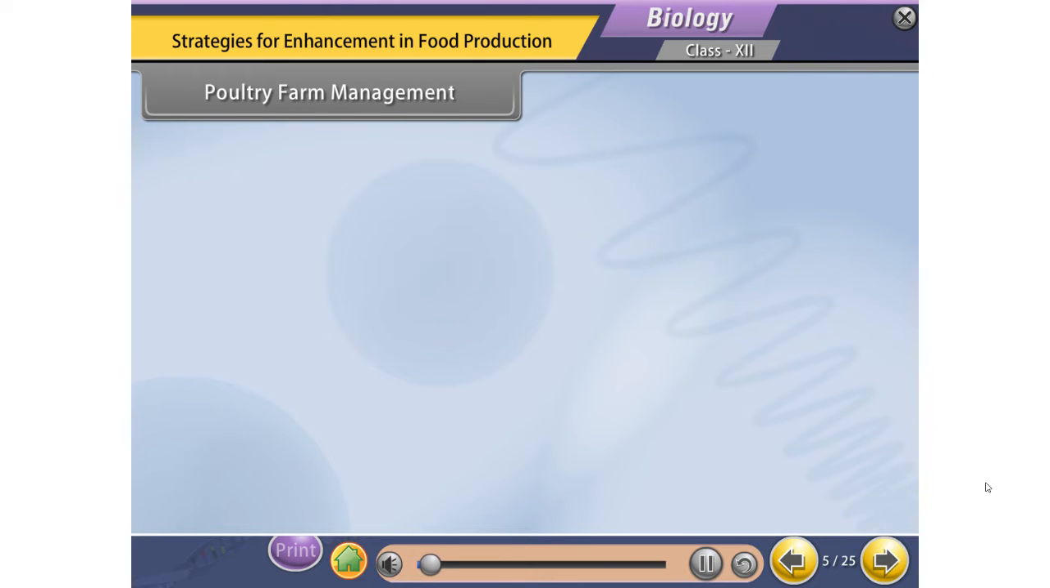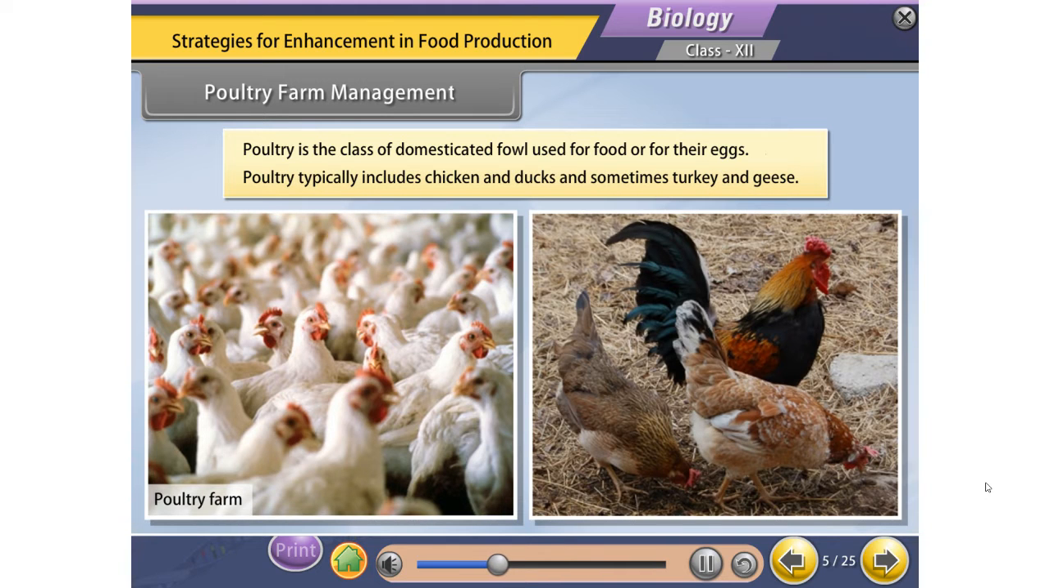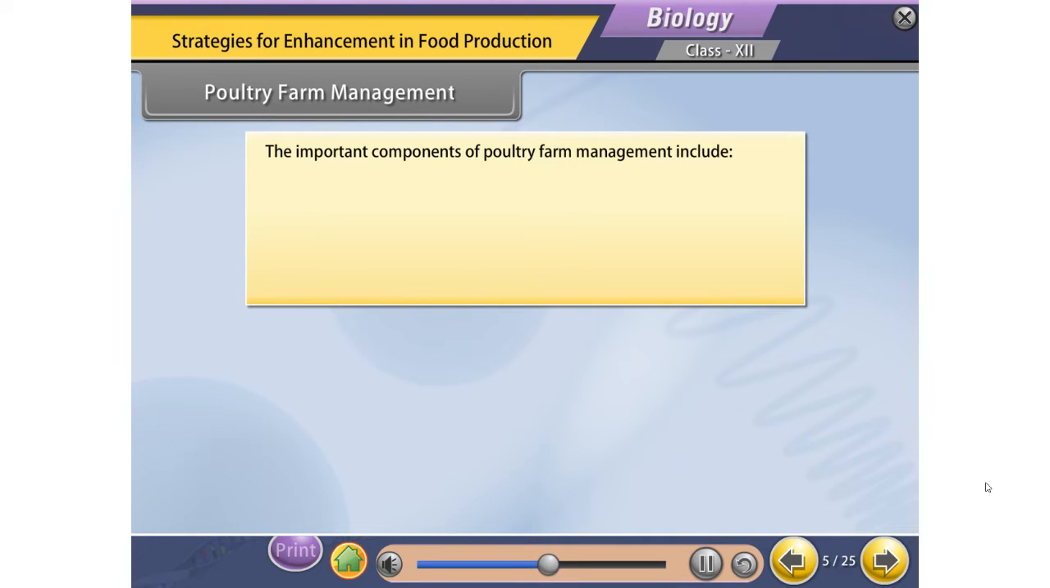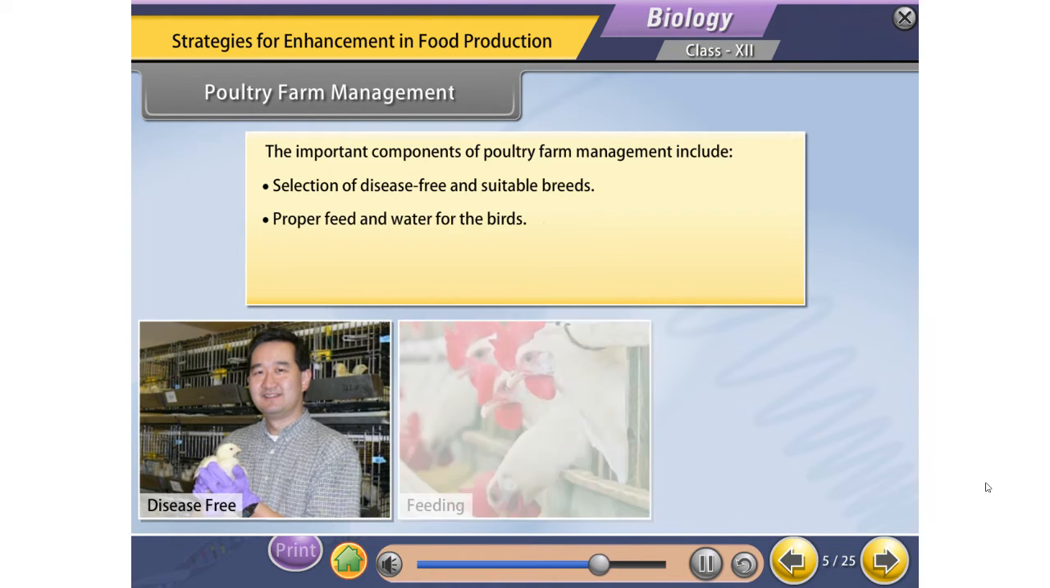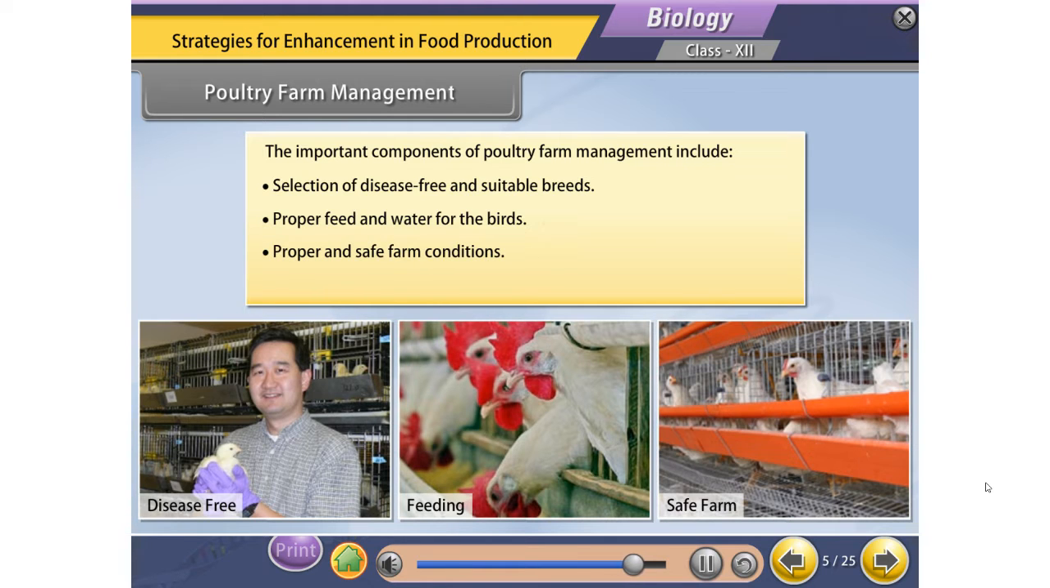Poultry farm management. Poultry is the class of domesticated fowl used for food or for their eggs. Poultry typically includes chicken and ducks and sometimes turkey and geese. The important components of poultry farm management include selection of disease-free and suitable breeds, proper feed and water for the birds, proper and safe farm conditions, hygiene and health care of the birds.